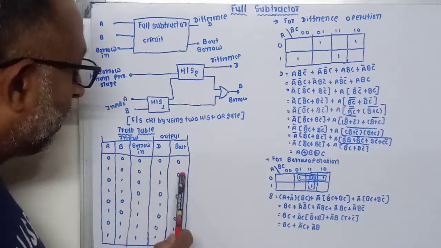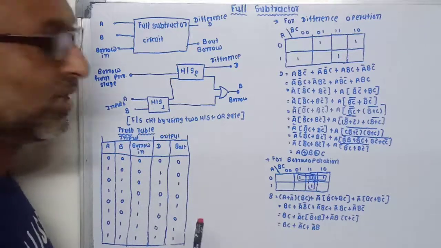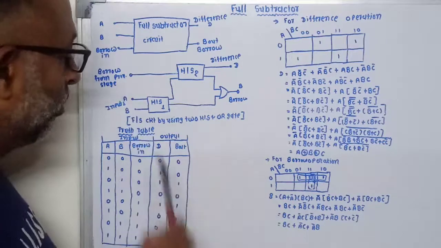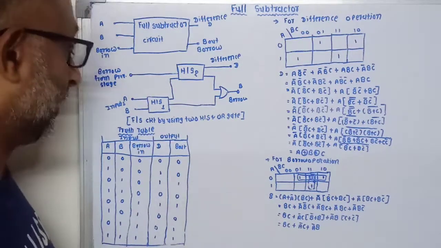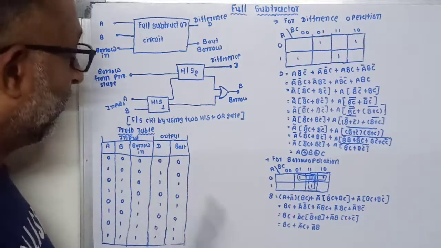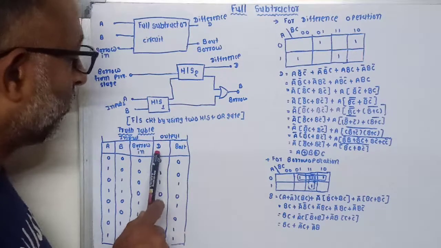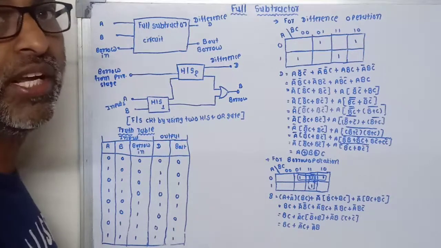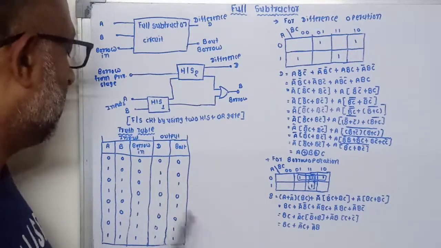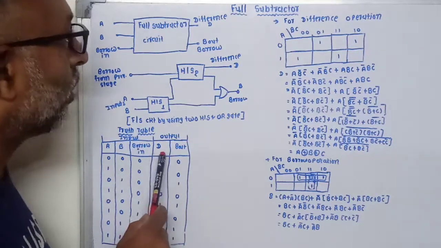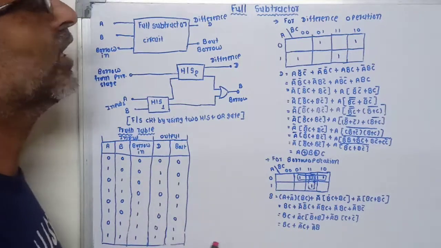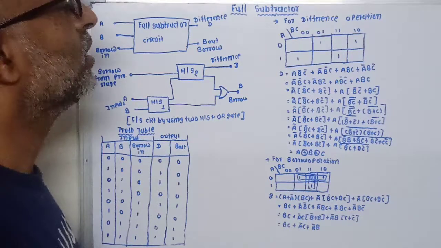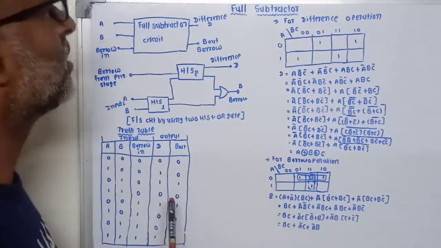Similarly we can make the rest of the truth table. Here is the final truth table of the full subtractor circuit. Now we require two outputs, difference D and borrow out. For that we can implement the actual circuit. For the final difference operation we can design the circuit by using logic gates.